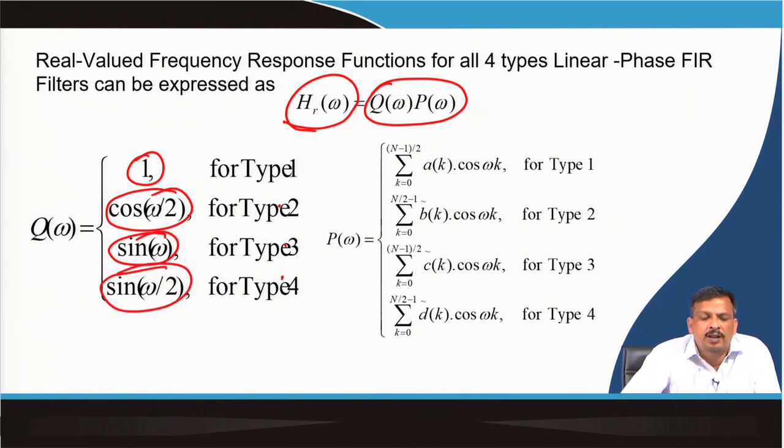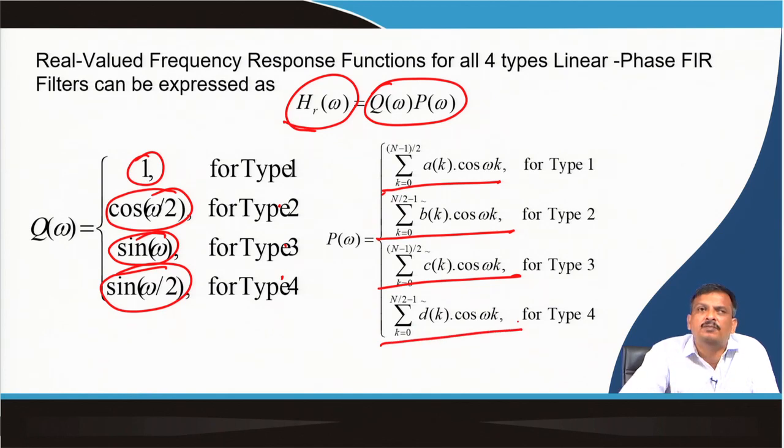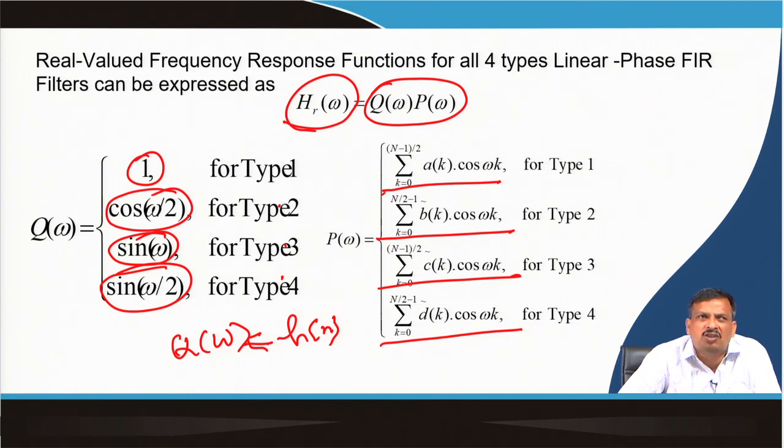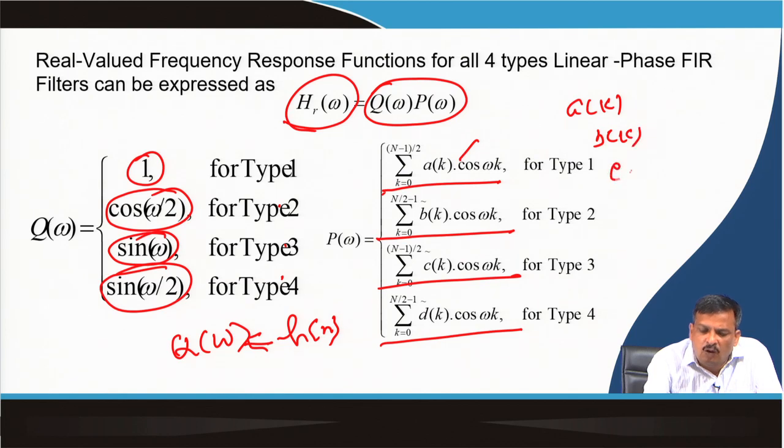What is P(ω)? Type 1, k equal to 0 to this one; type 2, this one; type 3, this one; type 4, this one. Now, if you see, Q(ω) does not depend on h[n], because no component of h[n] is here. It is nothing but a 1, a constant; cos(ω/2) is nothing but a function of ω; sin ω is a function of ω; sin(ω/2) is a function of ω. But here all the a_k, b_k, c_k are related to h[n].